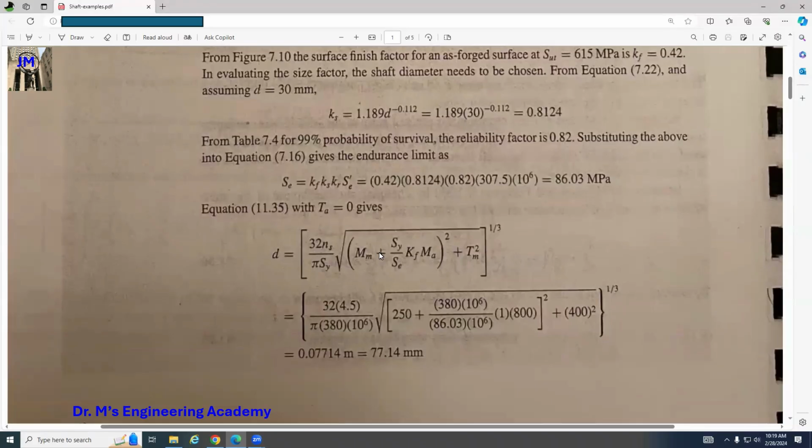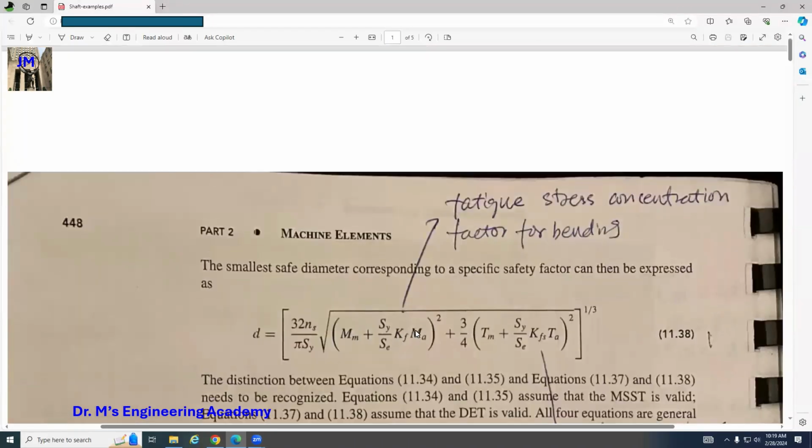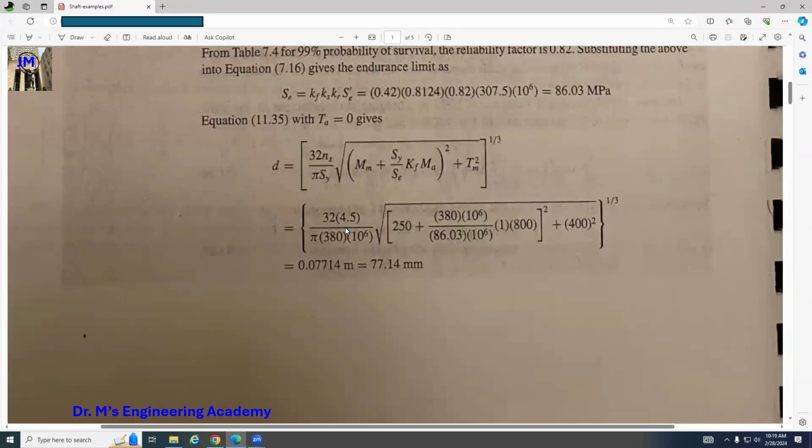And then we go to this equation, and because we only have Tm here and Ta equals 0, right? And then we can use this equation and the safety factor we assume 0.5. So this is the value D for the first iteration. For the first iteration, right?